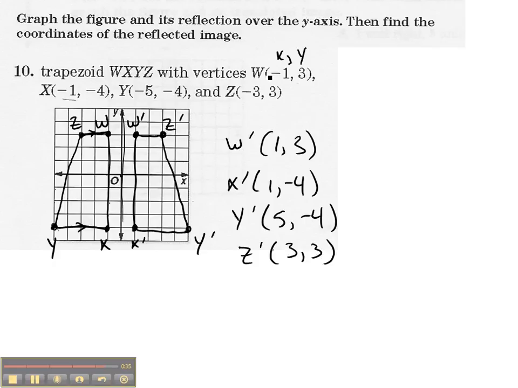And notice that for the reflection over the y-axis, the y coordinates stayed the same, and the x coordinates changed to their opposites as that image is reflected over the y-axis.